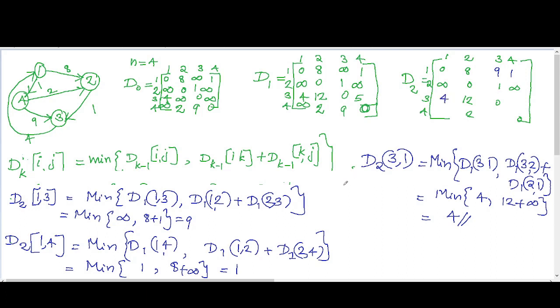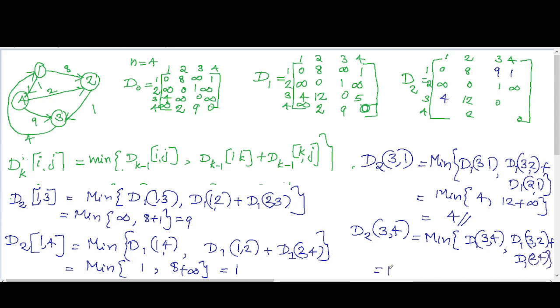Here 4. Similarly, you find D2 of 3, 4. So D2 of 3, 4 is the minimum of D1 of 3, 4 and D1 of 3, 2 plus D1 of 2, 4. So that is equal to the minimum of 5 and 12 plus infinity, that is equal to 5. So you can write 5 in this position.